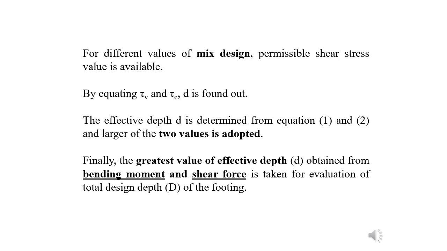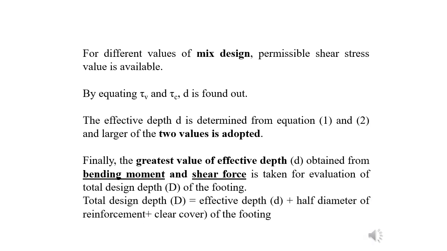So finally, the greatest value of effective depth obtained from bending moment and shear force is taken for evaluation of the total design depth D. What does it mean? You have seen that we calculated M1 and M2, and based on those, the thickness of the footing, that is small d, we have calculated. The greatest of the values of d from M1 and M2 we have considered. Similarly, we have also considered the greatest value of d from tau v1 and tau v2. So the greatest value considered from the bending moment as well as from the shear force we have to consider as small d finally, and the total design depth is equal to the effective depth, the small d which you have calculated, plus half of the diameter of the reinforcement plus the clear cover of the footing.